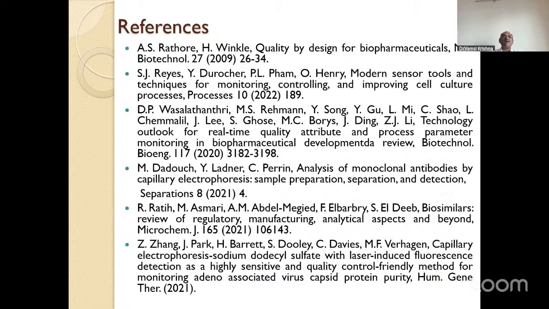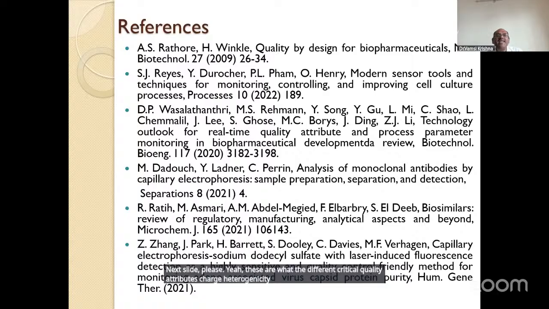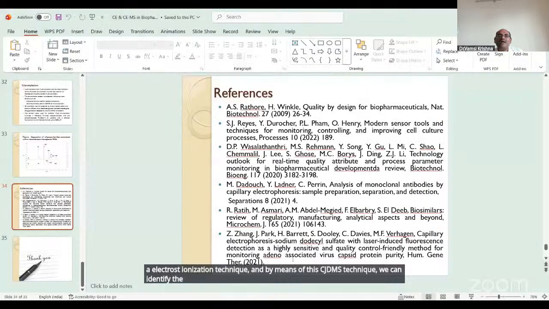These are the different critical quality attributes: charge heterogeneity, size heterogeneity, and glycosylation. All these critical quality attributes we are measuring with the help of a capillary electrophoresis technique. Here we are using CE, and along with CE, CEMS, capillary electrophoresis coupled with MS. In the case of MS, the most common ionization mode we are going to use is the electrospray ionization technique. By means of this CZE-MS technique, we can identify the glycan contents by means of these CE and MS techniques.